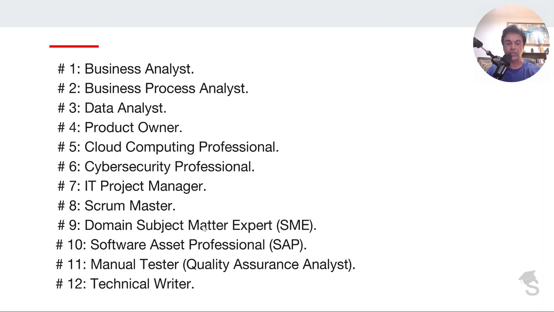So in the coming slides, we'll talk about each of these roles. We'll see the key functions and the skills required for each of these 12 roles. So we'll start with the first one, which is business analyst.